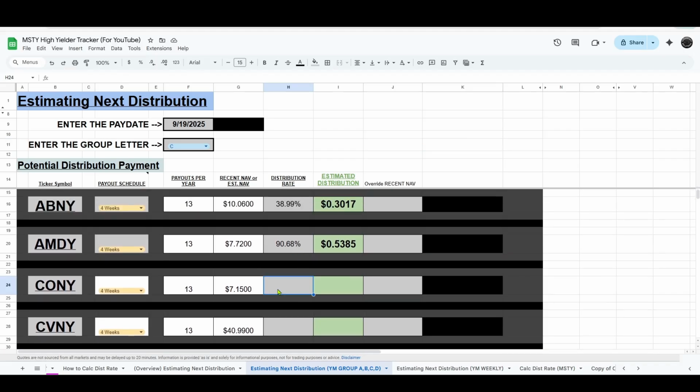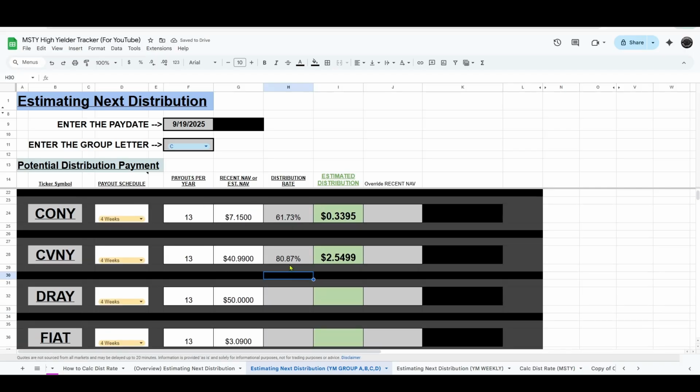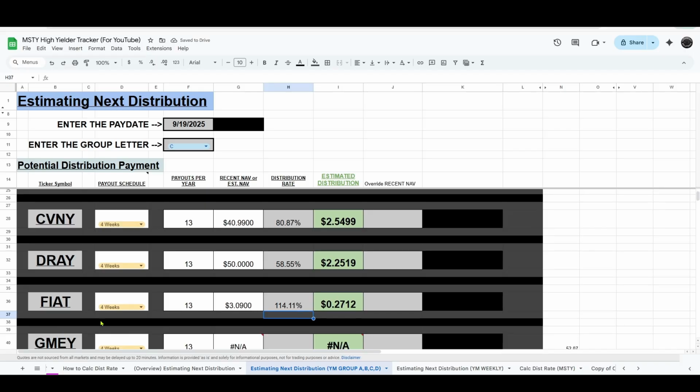So rather than going to the website, pulling it, and then punching it in, I'll just enter them in as we go. So Coney, looking like about 34 cents. CVNY with an 80.87% for $2.54. Dre with 58.55% for $2.25. We got Fiat with a 114% distribution rate for 27 cents.